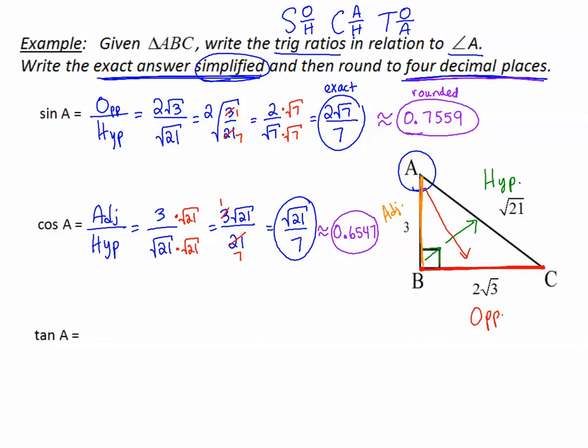Let's try the last one. Maybe you pause the video, try it on your own, and come back. TOA. Opposite over adjacent. Opposite says 2 root 3. Adjacent says 3. No other radicals, and the radical's not on the bottom. So I'm done with the radicals. 2 and 3 share no common factors, so this is my exact answer.